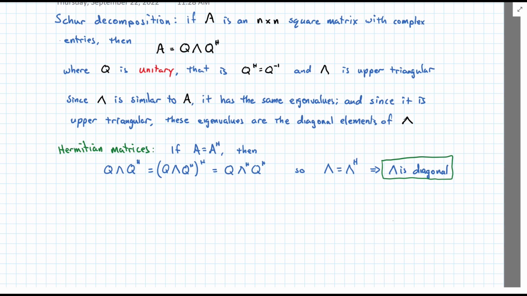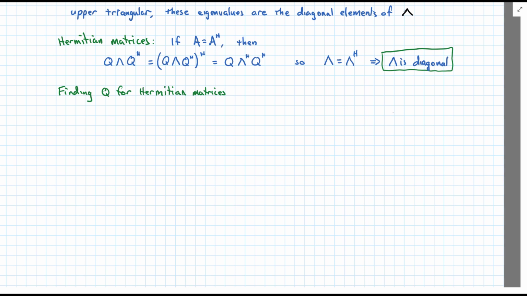Let's go ahead and look at what Q is. How do we find Q for Hermitian matrices? Go ahead and start the way we did before. A is equal to Q lambda Q Hermitian. Since Q is unitary, if we multiply the right side of both sides by Q, we're going to get A times Q is equal to Q times lambda, and then the Q Hermitian Q cancel. And that's what we've got. So let's go ahead and rewrite this in terms of the columns of Q so we can see what's going on in here.